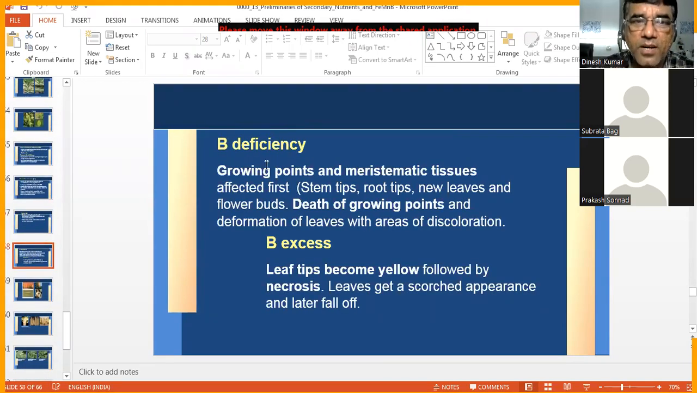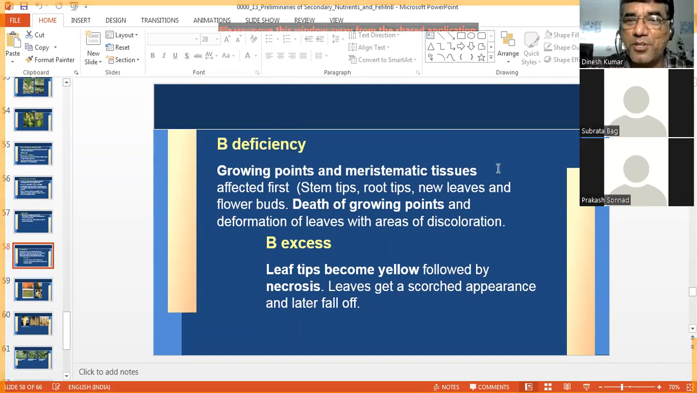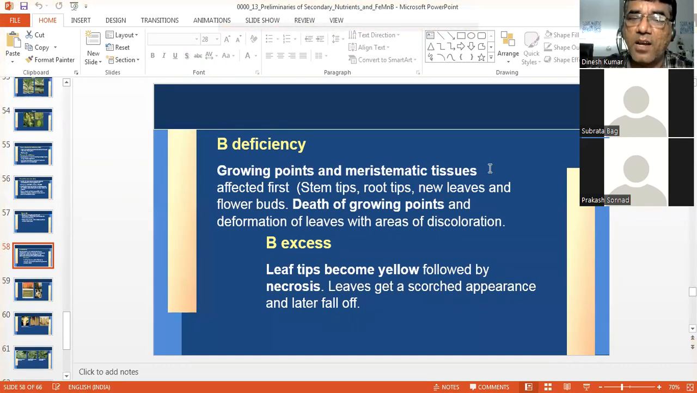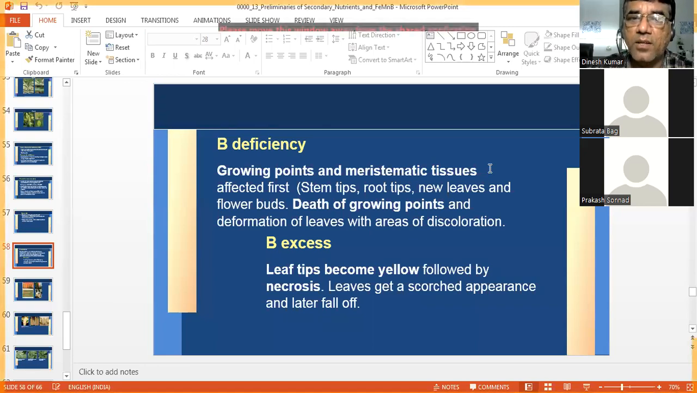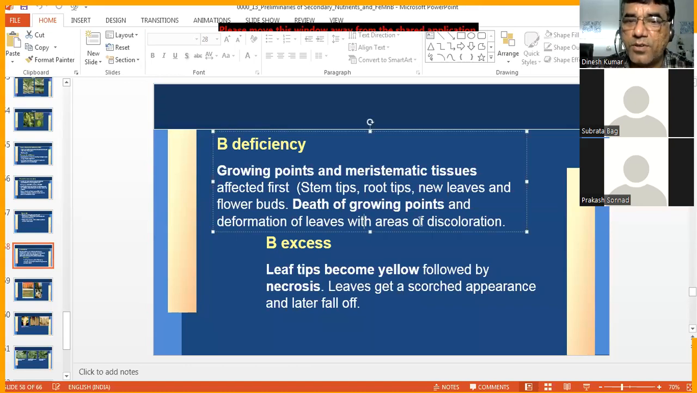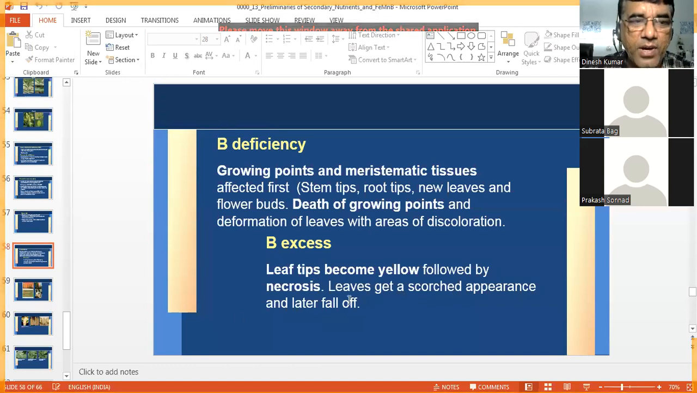And where does the deficiency occur? Growing points and meristematic tissues, the younger parts, experience boron deficiency. They are affected first: stem tips, root tips, new leaves, and flower buds. Death of growing points is an important symptom, and deformation of leaves with areas of discoloration. Excess boron: boron toxicity can happen. Leaf tips become yellow, followed by necrosis. Leaves get a scorched appearance.